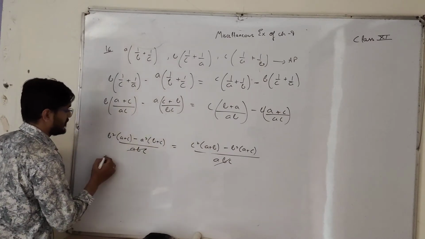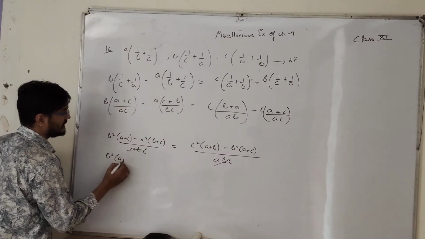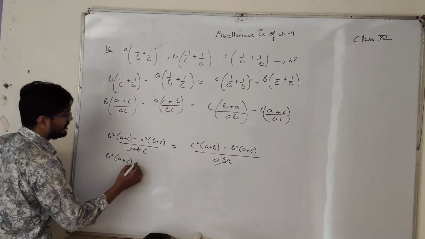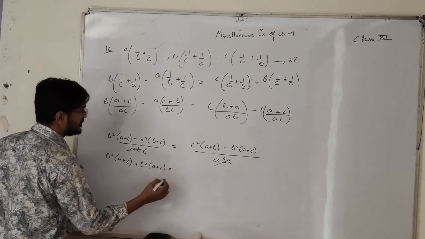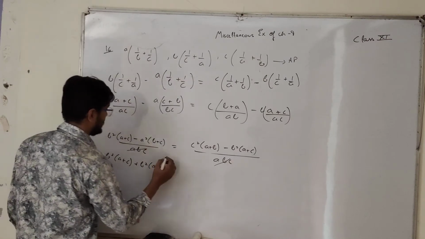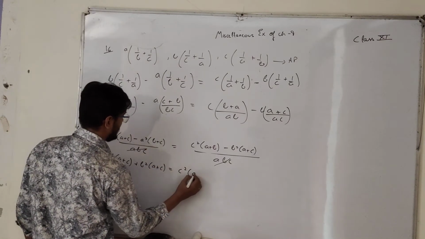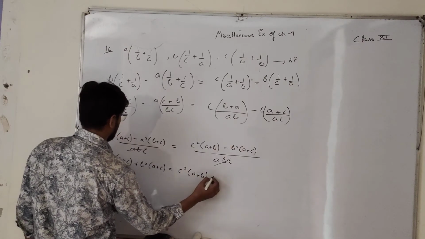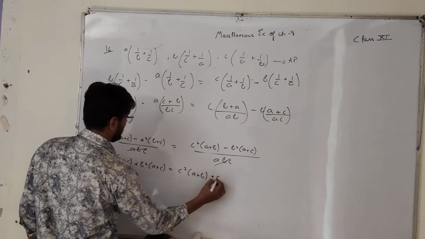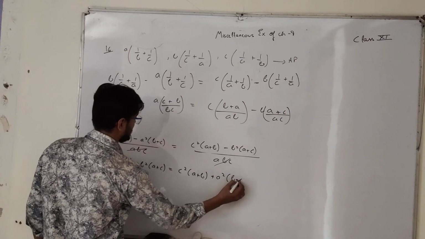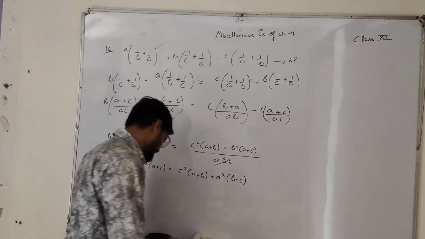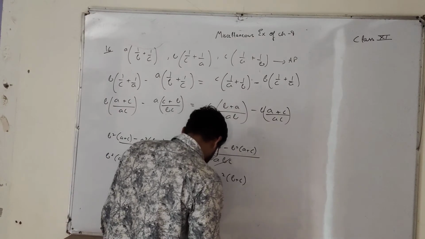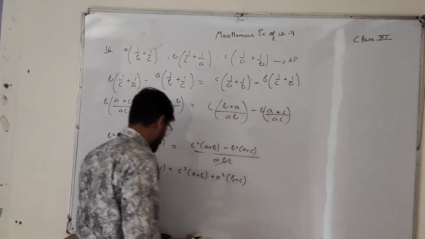Okay, so B square A plus C plus B square A plus C is equal to C square A plus B plus A square B plus C, right? So we have to show that A, B, C are in AP. To show that A, B, C are in AP.